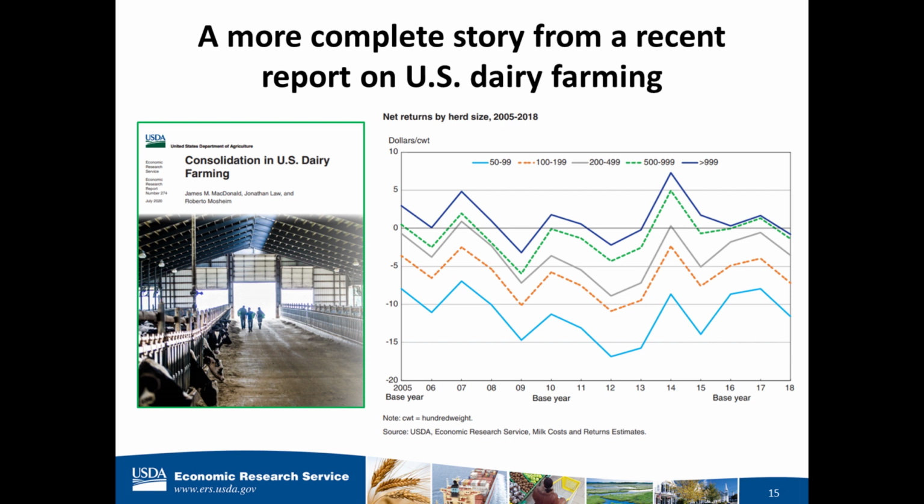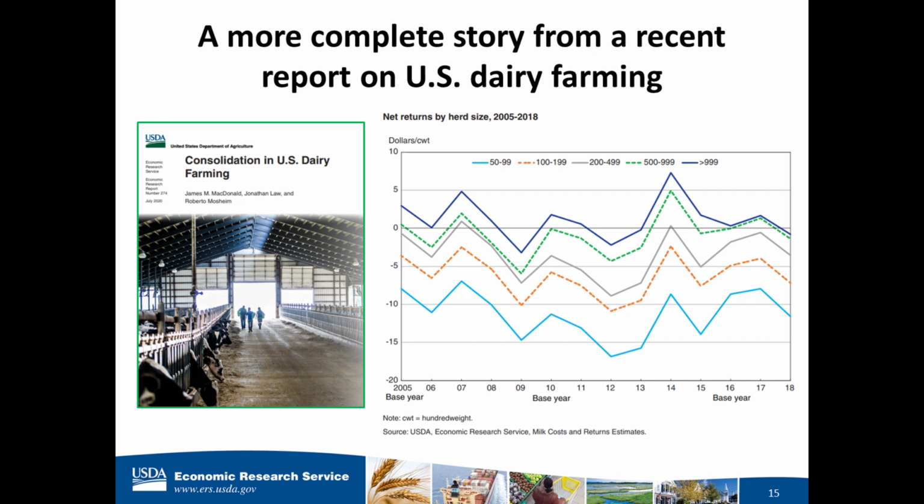As you can see, here we have a chart where the horizontal axis is showing the base year starting in 2005 all the way to 2018. On the vertical axis, we have dollars per 100 weight sold. The light blue line demonstrates the net returns for farms that have between 50 and 99 cows, while the dark blue line shows the net returns for farms that have over 999 cows. What this is really showing is that on average, larger farms have lower production costs than smaller farms. And these differences are substantial and consistent across different herd sizes.